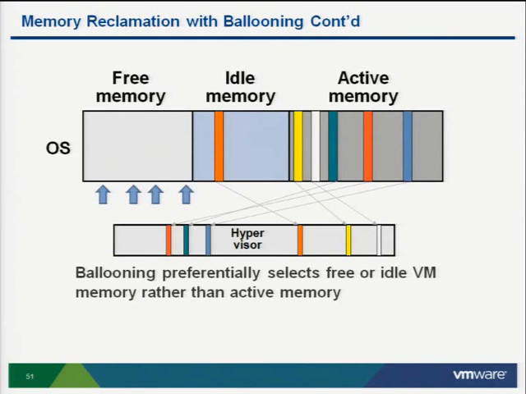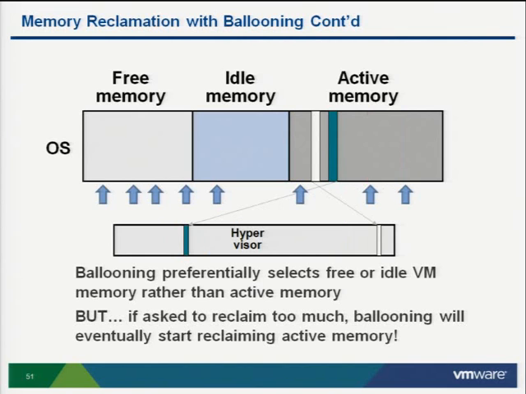Now, let's continue on this tape. We see that we've reclaimed a bunch of memory from the VM already, but the hypervisor needs more. So the balloon driver allocates more. Now what happens? Well, the operating system obliges, and it starts reclaiming some memory. But look what happens. It runs out of free memory and idle memory, and so now all it has left is active memory. So if you ask it to reclaim too much, ballooning will eventually start taking active memory and thus impacting the VM's performance.